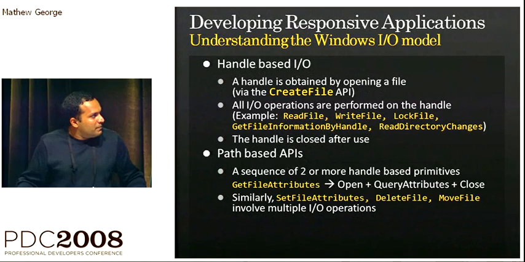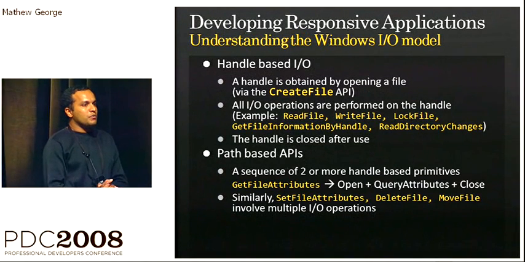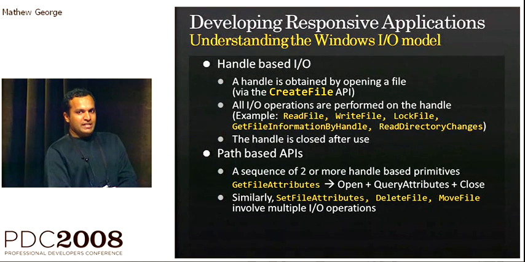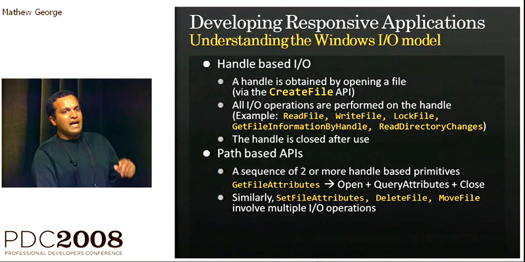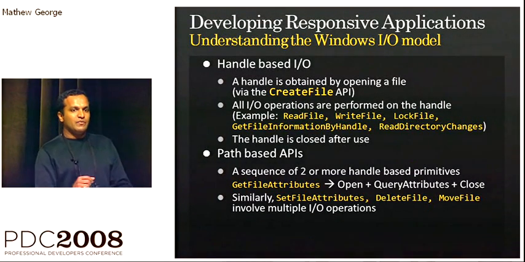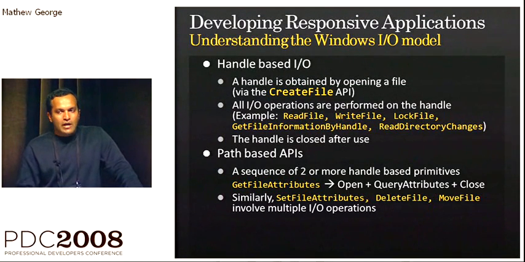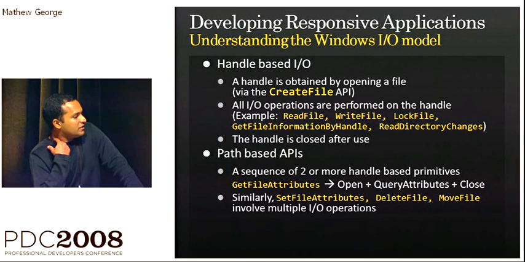Now those are the guidelines for the high throughput apps. Let's look at the second category of apps. Those are interactive applications, where response time is important. Let's look at the Windows I/O model. There are some concepts here which we need to understand before we look at the actual issues.